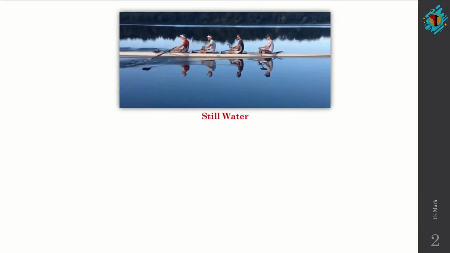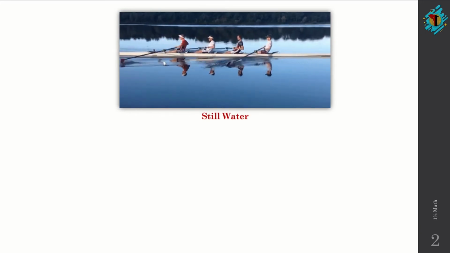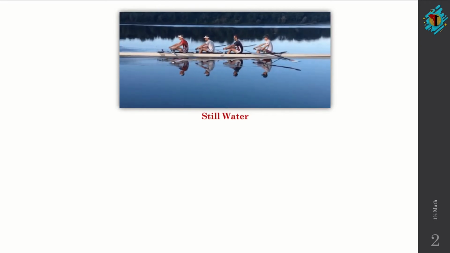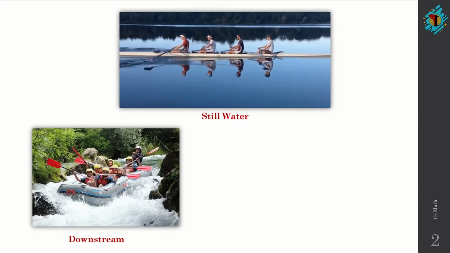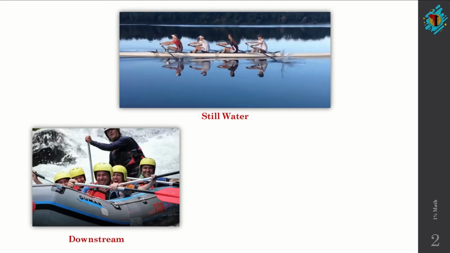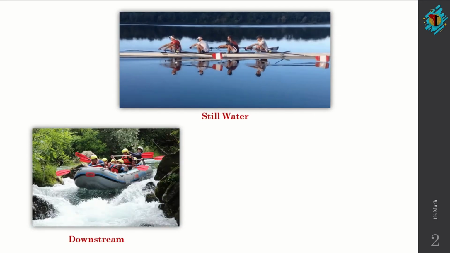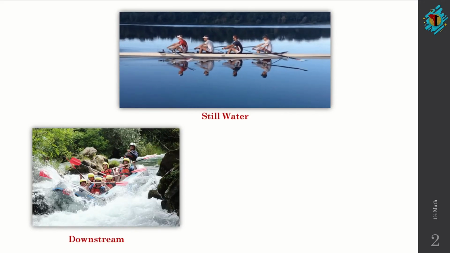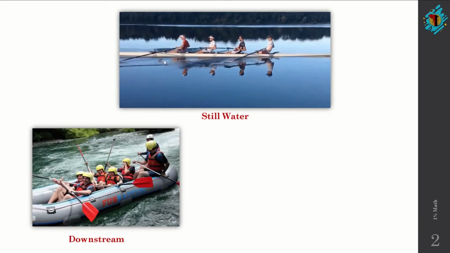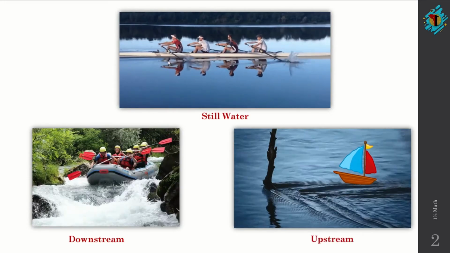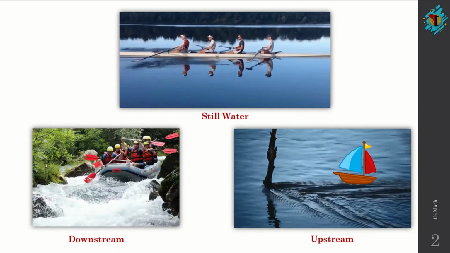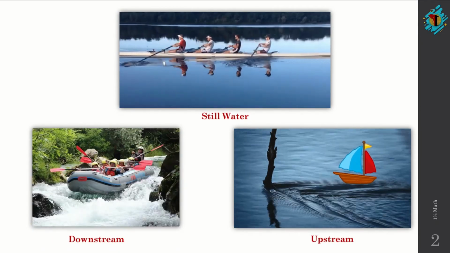You should be able to know these three cases. The first one is still water. The speed of the boat will be completely depending upon the rower. The second case is downstream. Downstream in the sense here what happens, the boat and the direction of the stream, or we can say the direction of the river, both are same. Here the speed of the boat automatically increases. The next case is upstream. In the upstream, the direction of the boat and the direction of the river are different.